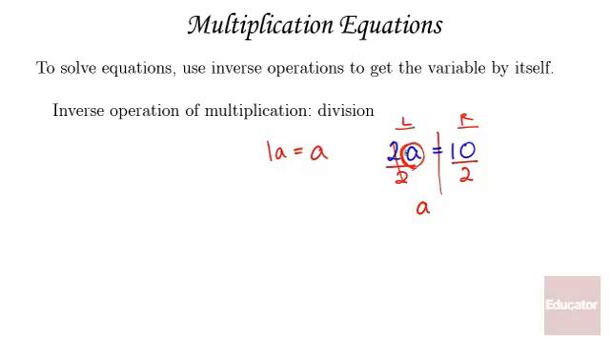So a is by itself now, right? That's the whole point. We want to get it by itself. We got rid of the 2. Equals, and then on the right side, I have to actually solve that out. So that becomes 10 divided by 2. And remember, this line, like a fraction, represents divide. We know that 10 divided by 2 is 5. So that would be my answer. And that's how you would solve multiplication equations using inverse operations.